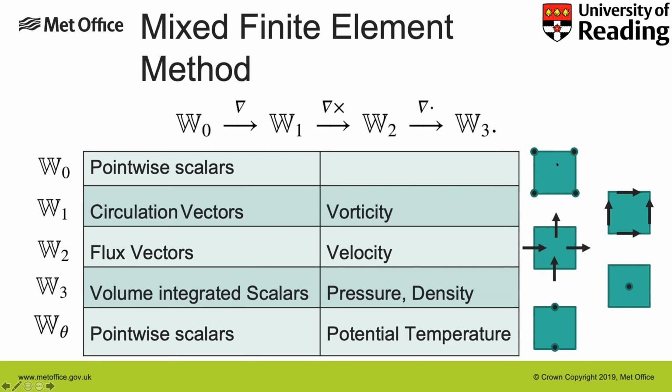And so we have these different spaces that are given by this expression here, and we then represent those by where on each cell the degrees of freedom live. So we have pointwise scalars, we have circulation vectors, we have flux vectors that go across the face of the cell. These spaces are all continuous in finite element speak, and then we have the volume-integrated scalars in W3, which is the pressure and the density, represented by the degree of freedom at the cell center. And these are discontinuous spaces, so these have different properties when it comes to doing the computation. And we have pointwise scalars as well for potential temperature.